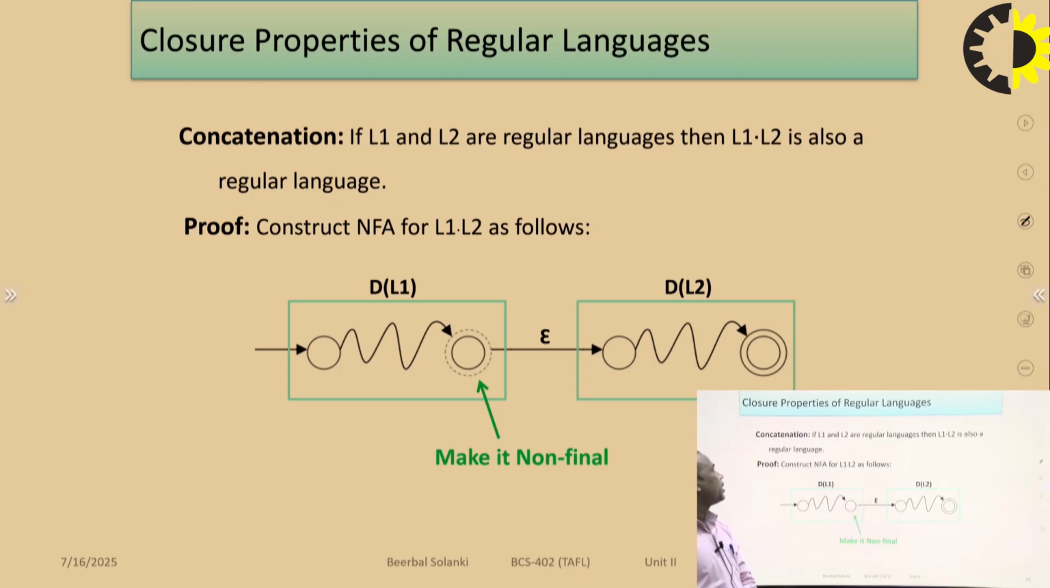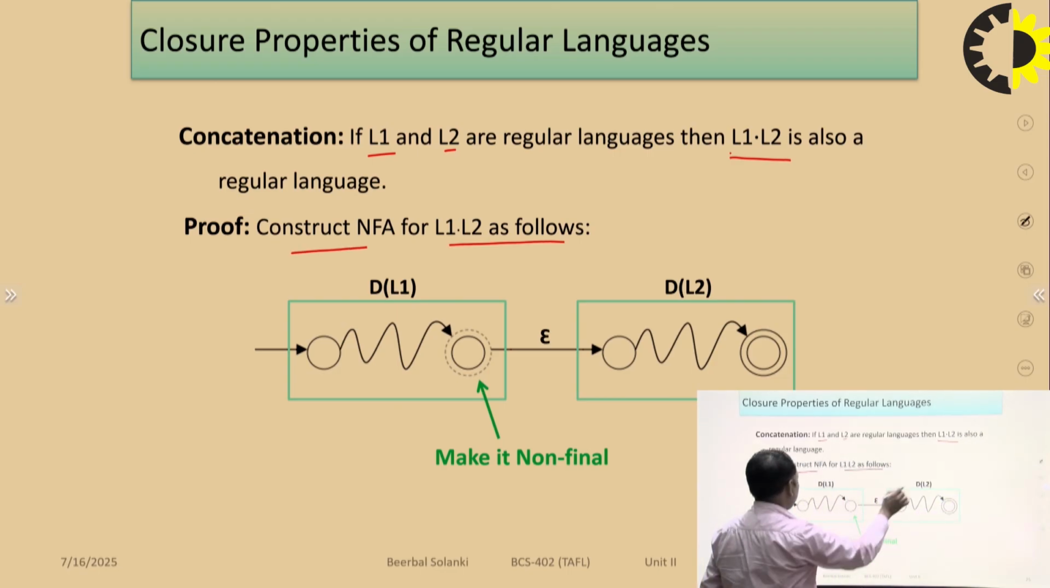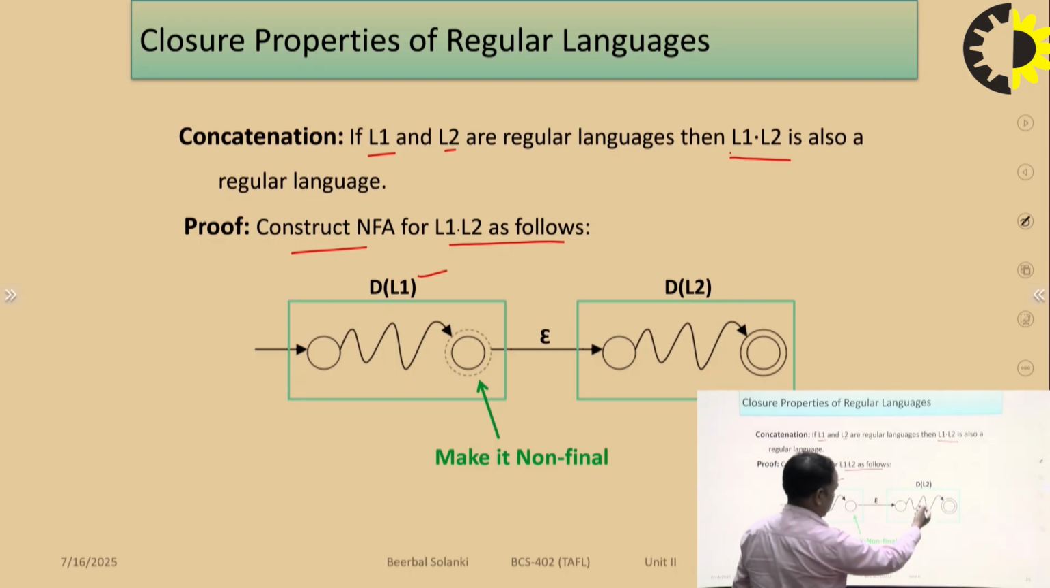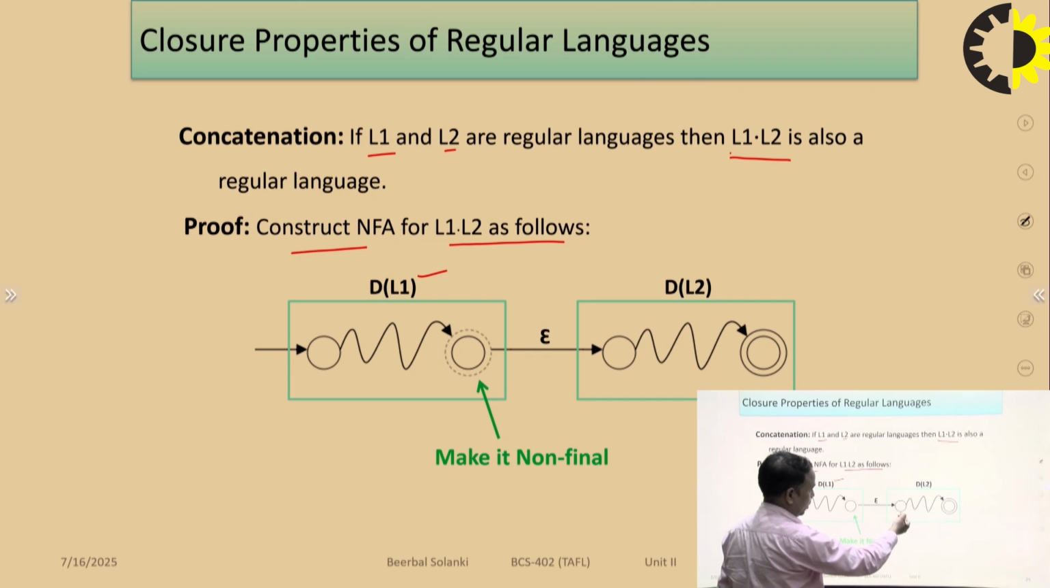Now the second property is concatenation. If L1 and L2 are regular languages, then L1 dot L2 is also a regular language. The proof can be represented here. Suppose L1 and L2 are two regular languages, then the concatenation of L1 and L2 can be constructed as follows. This is L1 and this is L2. We make the final state of the first one a non final state, add an epsilon transition here, and make the final state of L2 the final state.